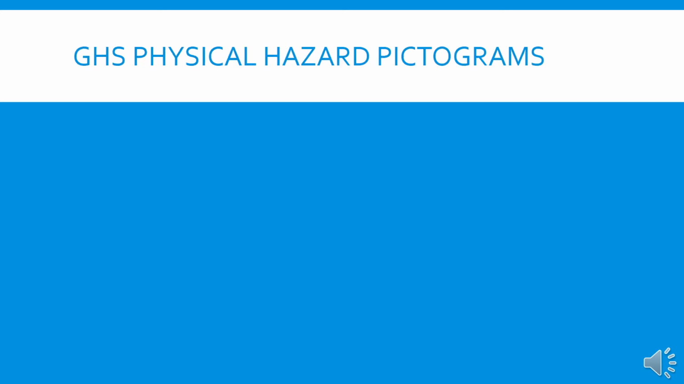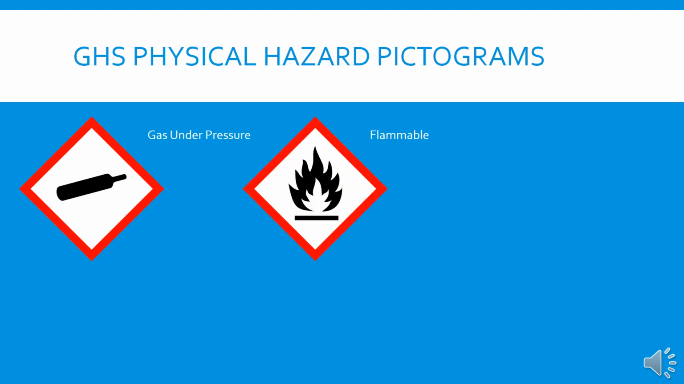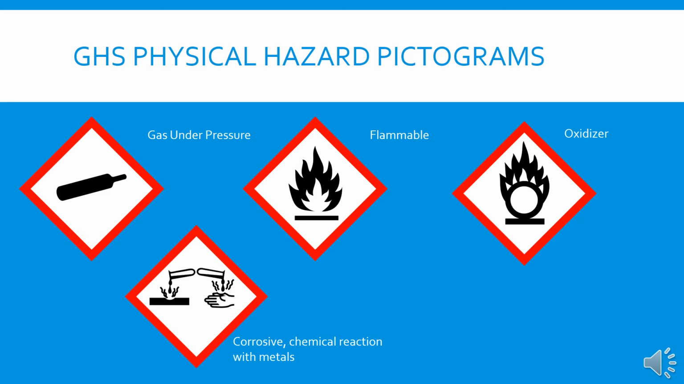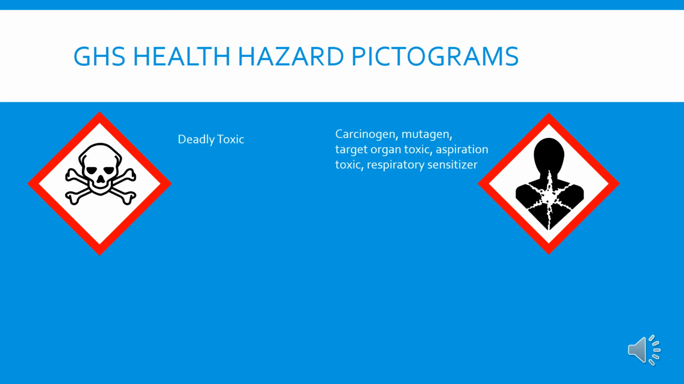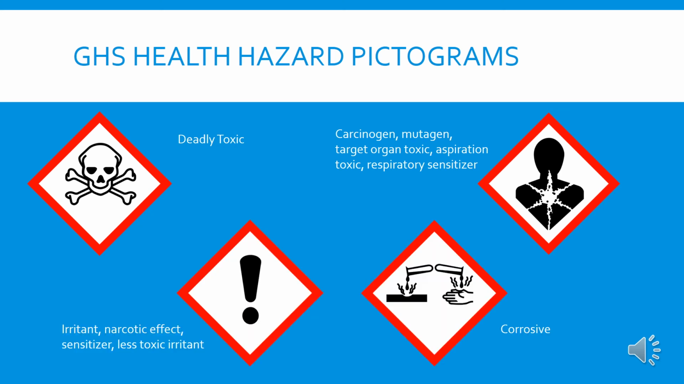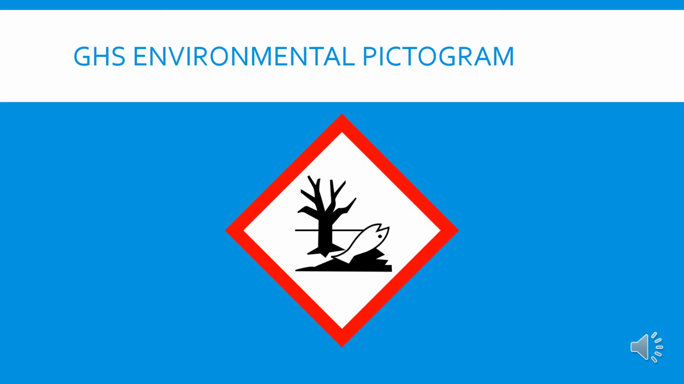It is important for you to be able to identify GHS hazard pictograms, which were developed for easy identification of hazards. GHS physical hazard pictograms include gas under pressure, flammables, oxidizers, corrosives, explosives. GHS health hazard pictograms include toxins, respiratory hazards such as carcinogens and mutagens, irritants, corrosives. The last GHS pictogram indicates an environmental hazard.